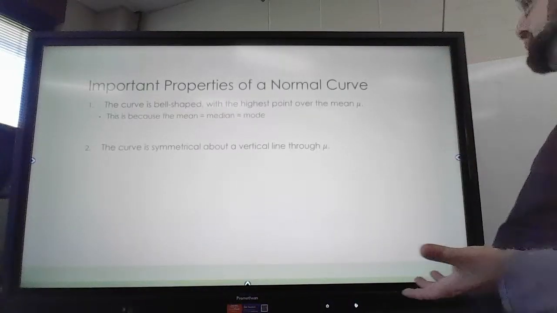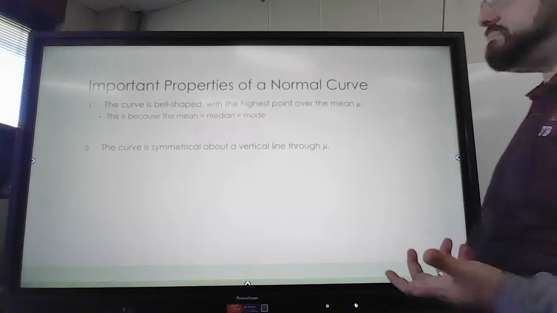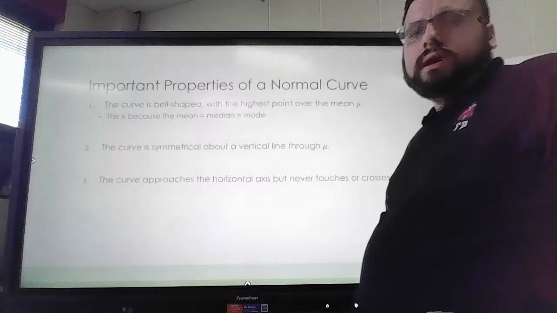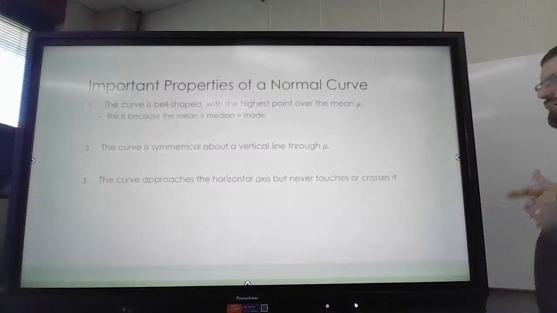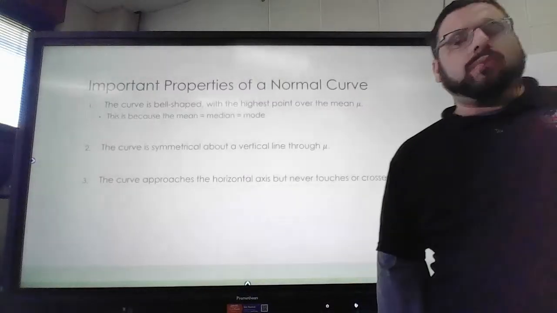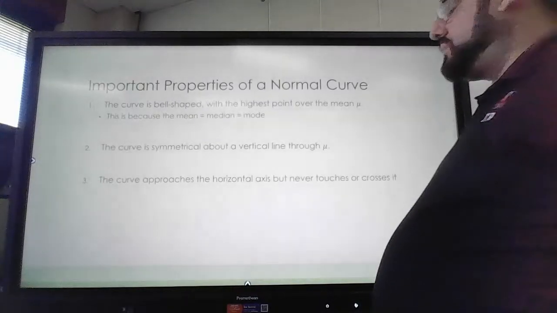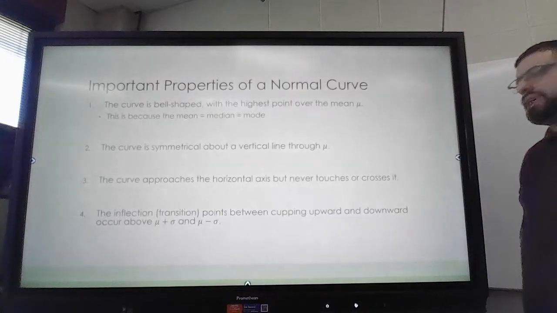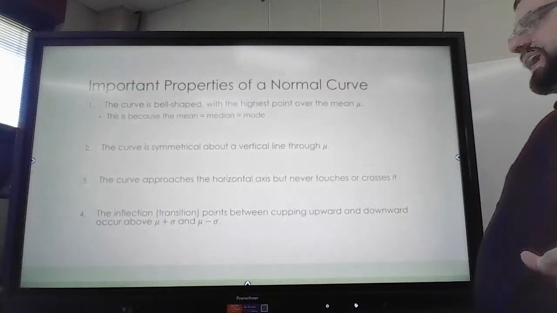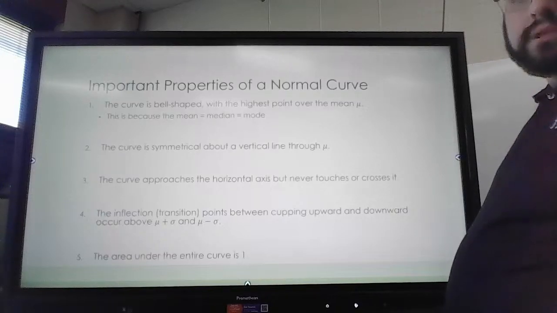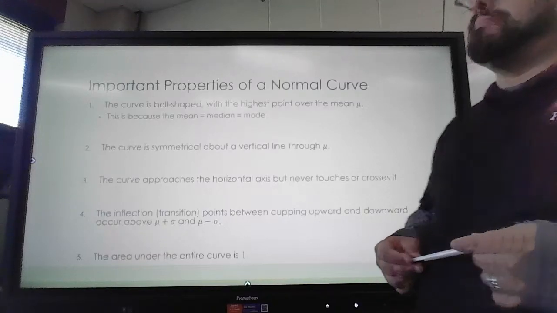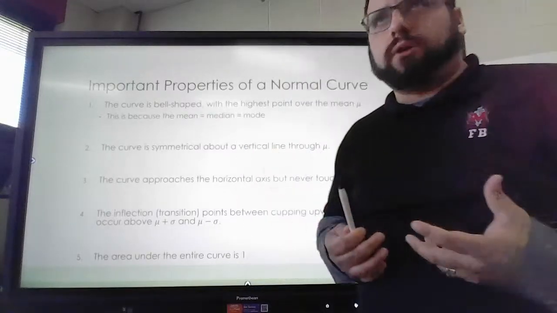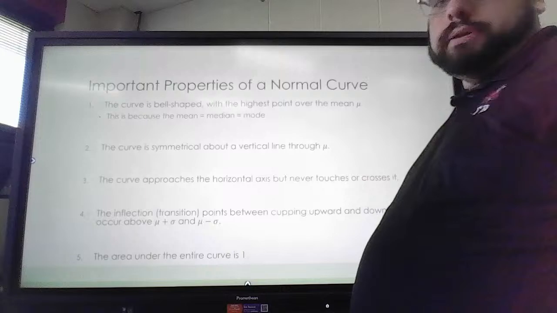It's also symmetrical about the mean, and a bell curve will always be symmetrical. And it will always approach the axis, but never touch it or cross it. A normal curve will never cross the x-axis, or the horizontal axis, of your graph. And then, of course, we talked about those inflection points happening within one standard deviation from the average. And of course, because we are talking about a probability, the entire area under the curve is equal to 1 because that represents all of the probabilities of your distribution.